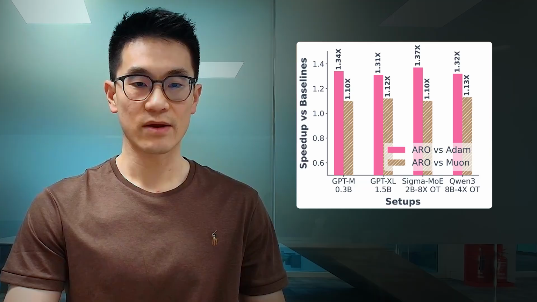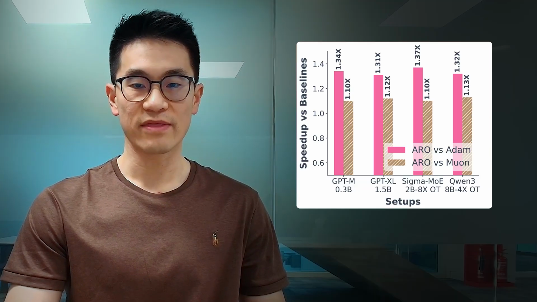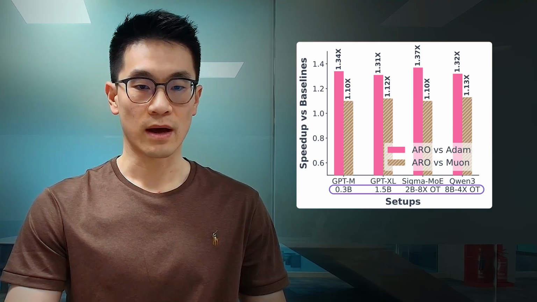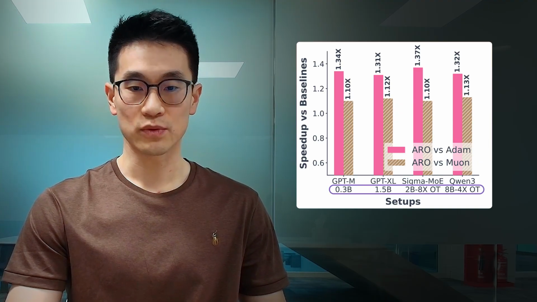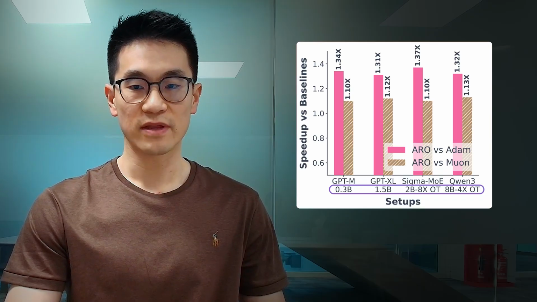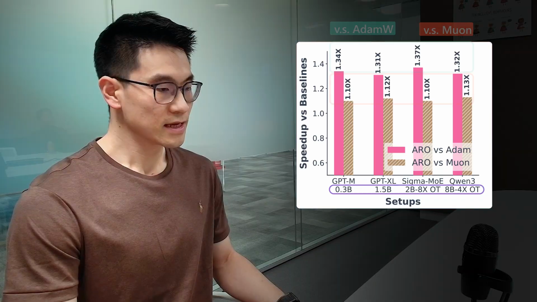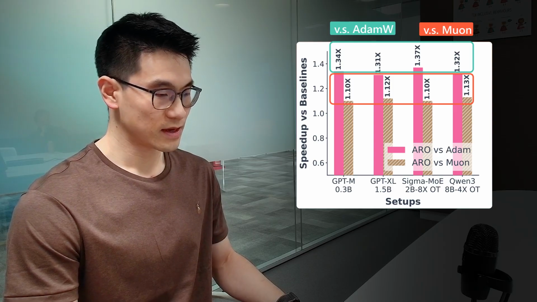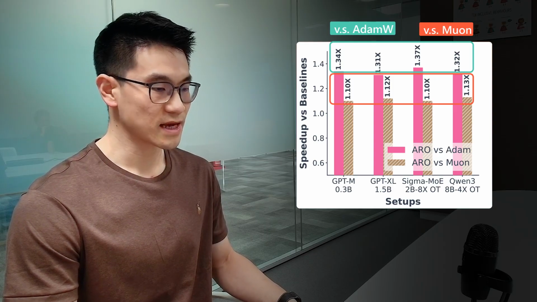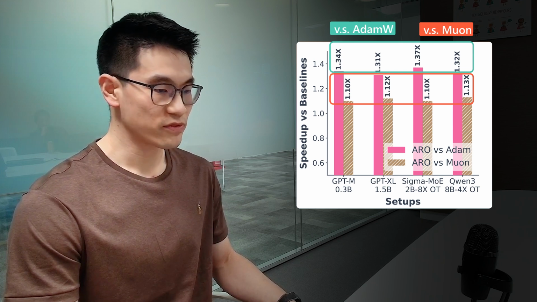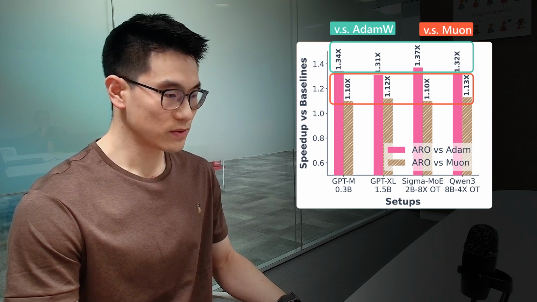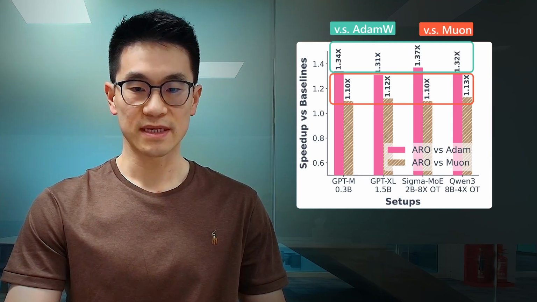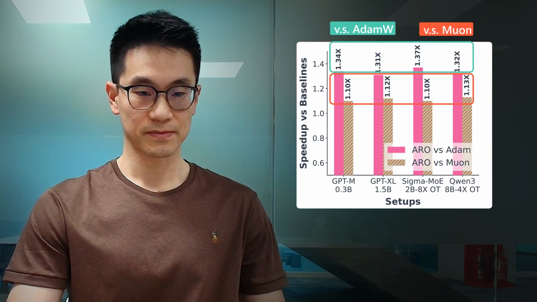Next, we stress test ARO across model scales to check whether its efficiency gain holds as we scale up. We evaluate ARO on models from 0.3 billion up to 8 billion parameters, covering different architectures and overtraining regimes. This plot shows the speedup comparison of ARO versus Muon and AdamW. From this, we observe that ARO maintains consistent advantages of around 1.3 and 1.1 times over AdamW and Muon, respectively. As model size increases, we do not see the advantage shrinking at larger scales.